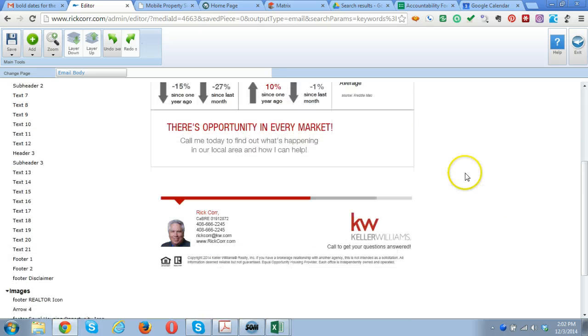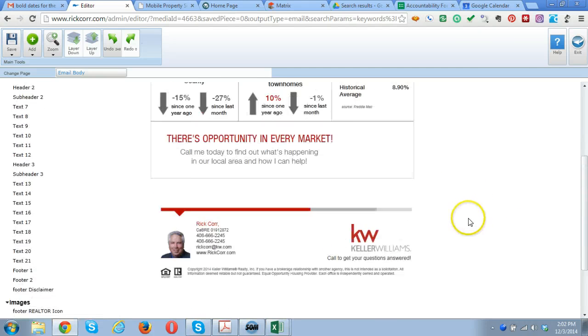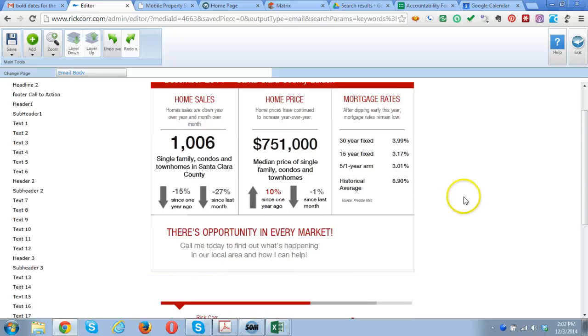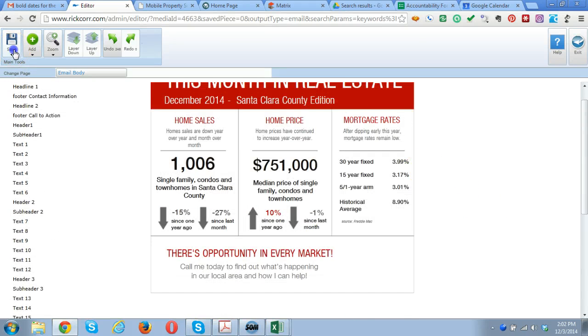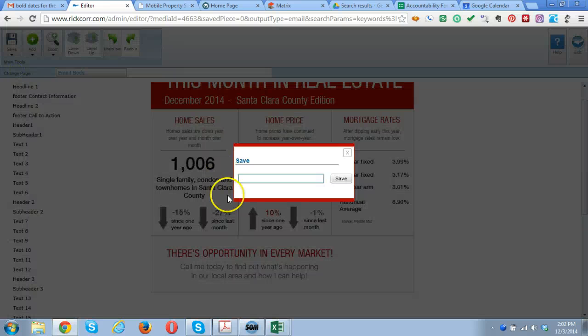Now we could get fancy and change that call to action. We don't have to do anything with interest rates. There's Rick's picture and all of his other stuff. And it looks like we're done. So we go to File, we go to Save As. This month in real estate, December 2014, and we hit save. Is that the postcard one or the email? This is an email one, and so the other one would have to be done separately.